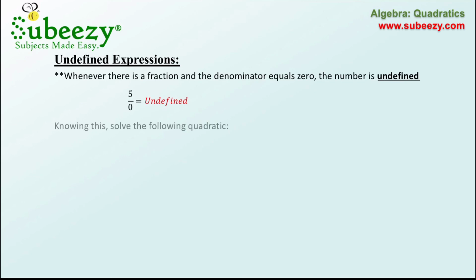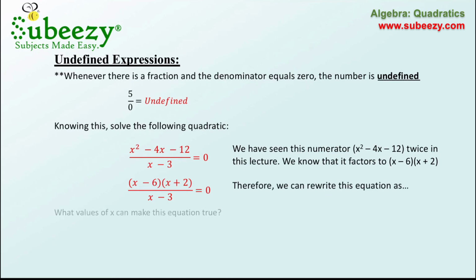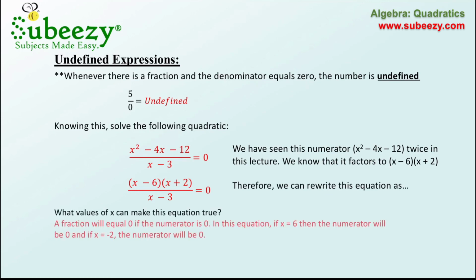We have x squared minus 4x minus 12 divided by x minus 3 is equal to 0. We have seen this numerator twice in this lecture. We know that it factors to the quantity x minus 6 times the quantity x plus 2. Therefore, we can rewrite this quadratic equation as the quantity x minus 6 times x plus 2 in the numerator divided by x minus 3 is equal to 0. What values of x can make this equation true?